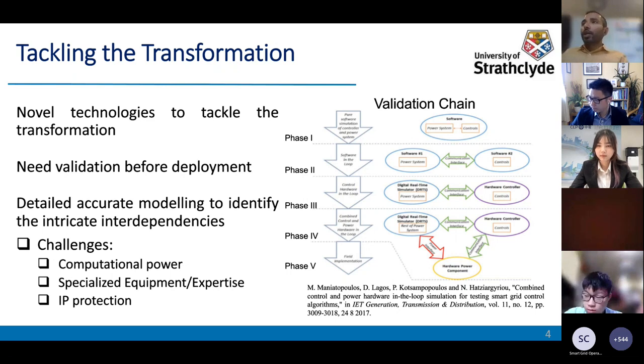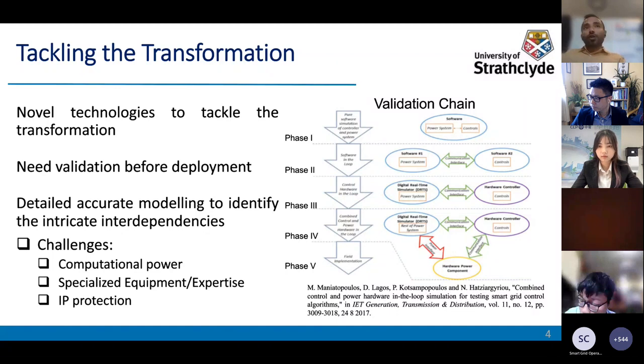Although CHIL, PHIL, and real-time simulations are proven techniques that validate the adoption of smart grid technologies, we increasingly face more difficulties. This is because of the requirement of more detailed and accurate modeling that is emerging. And this is important for us to identify the intricate interdependencies of these novel solutions. How are they going to interact with the rest of the system, or how are they going to interact with each other?